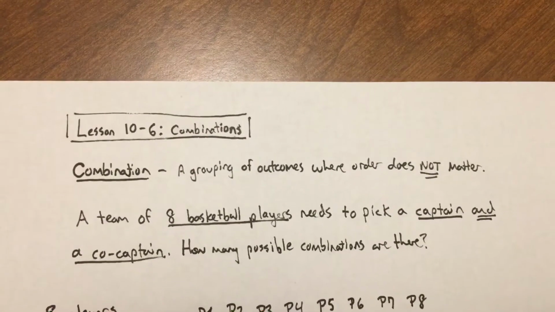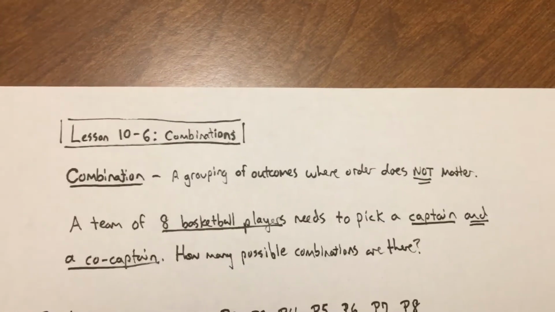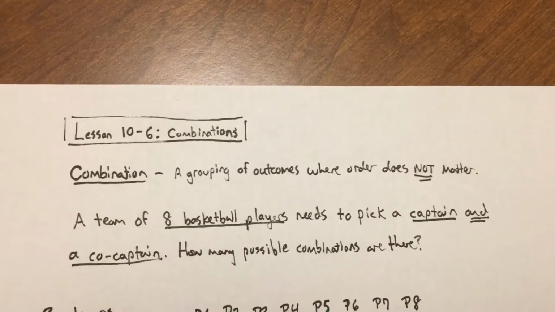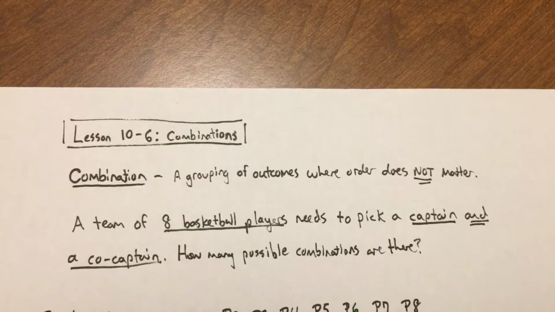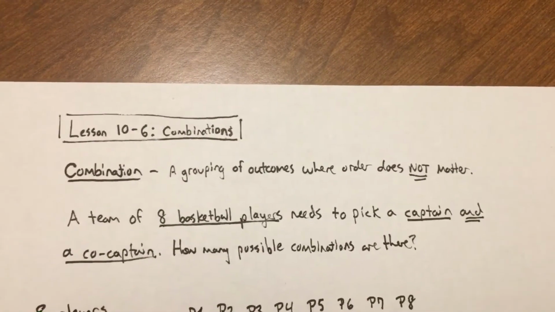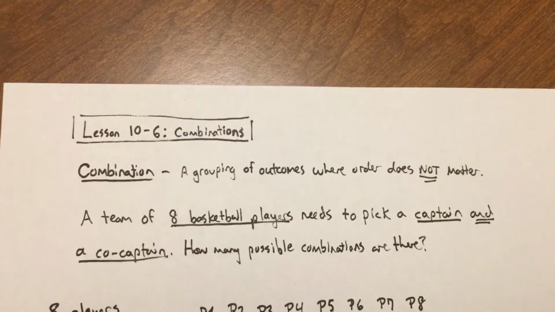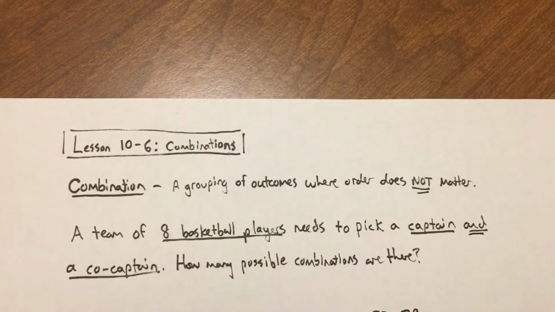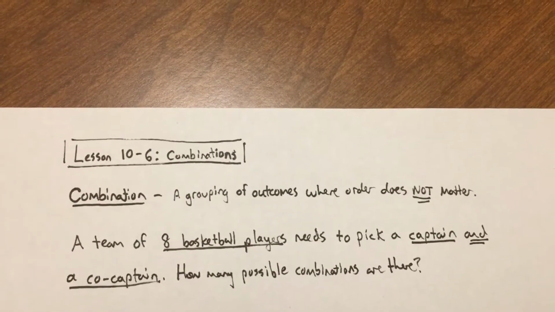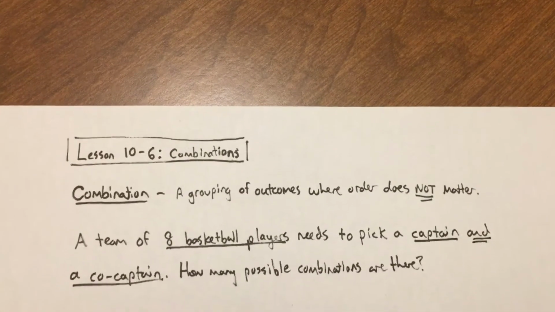Hi class, in the last lesson we looked at permutations, where we were dealing with an arrangement of objects in a particular order. In this lesson we'll be looking at the concept of combinations. Now a combination by definition is a grouping of outcomes where order does not matter. So let's consider a practical example down below.